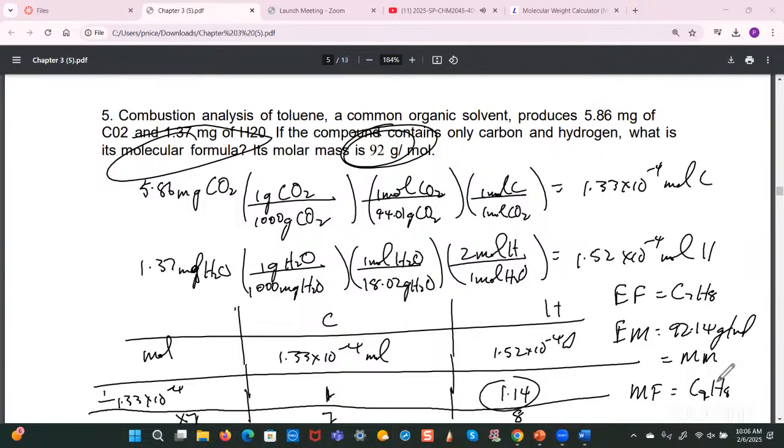Yes, sir. Okay, what are you talking about? You mean here? Yeah, right there, what's that? Excuse me, 1.33 times 10 to the minus 4. You look at these two numbers here, and you divide right through by the lower of those two numbers, which is the 1.33 times 10 to the minus 4.